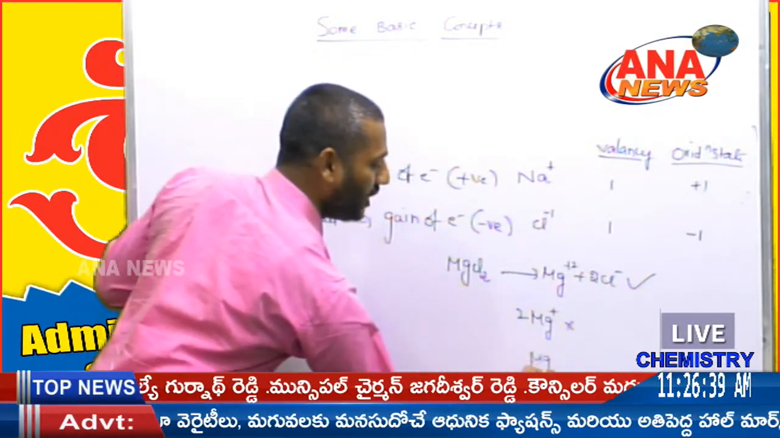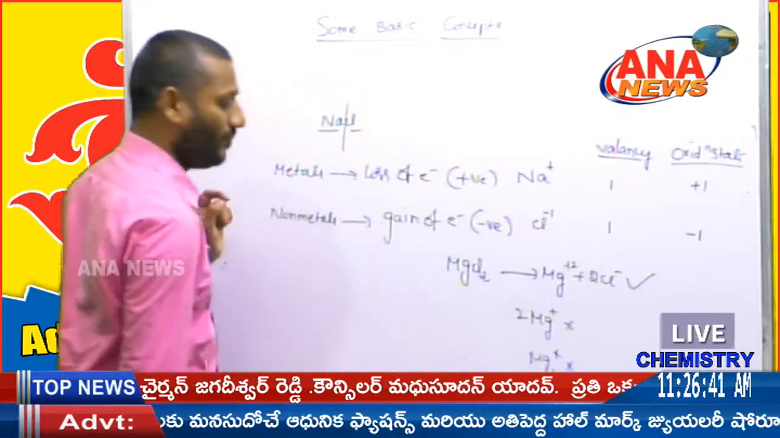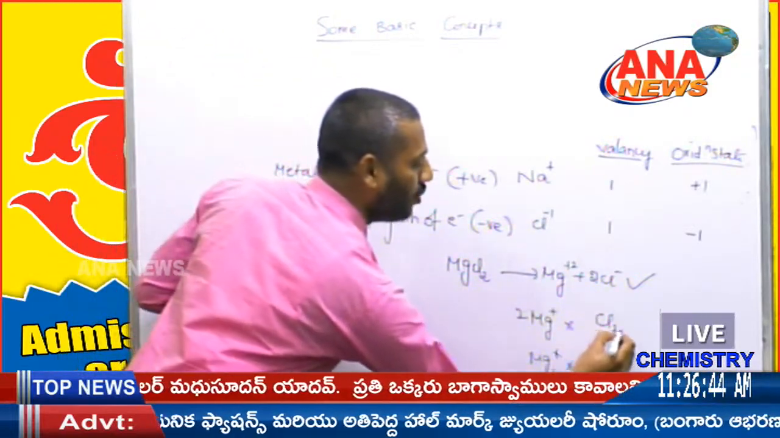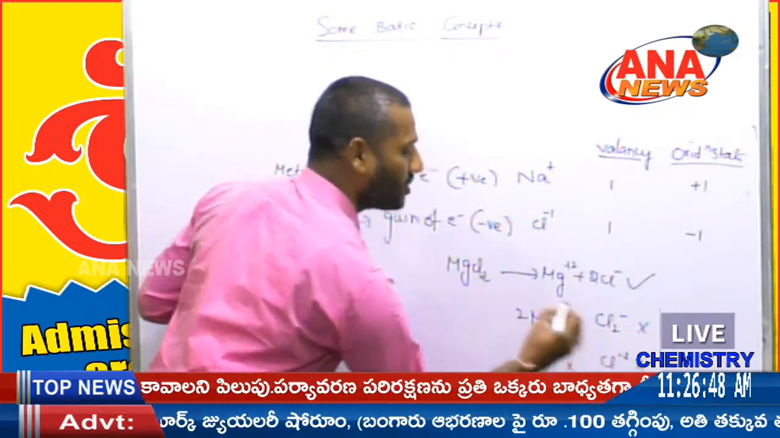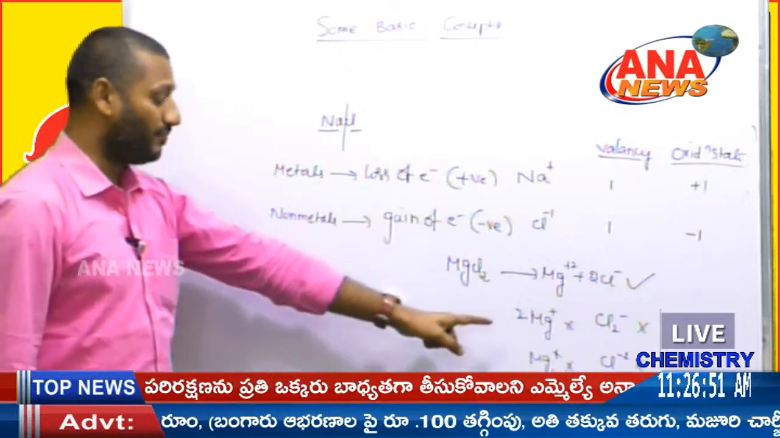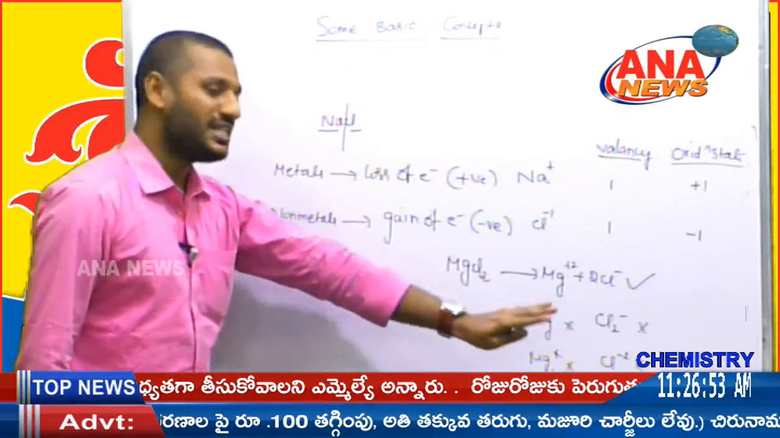Similarly, Mg2 plus, this is also wrong. Next one, Cl2 minus, this is also wrong. Next one, Cl minus 2, this is also wrong. Most of the students are wrong like this. So this does not exist.